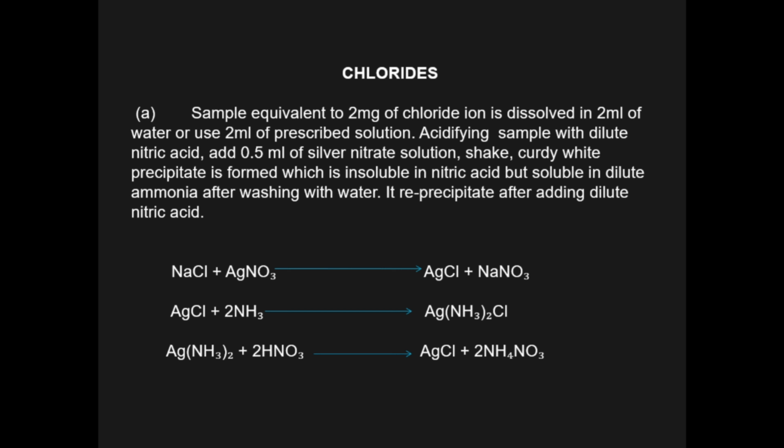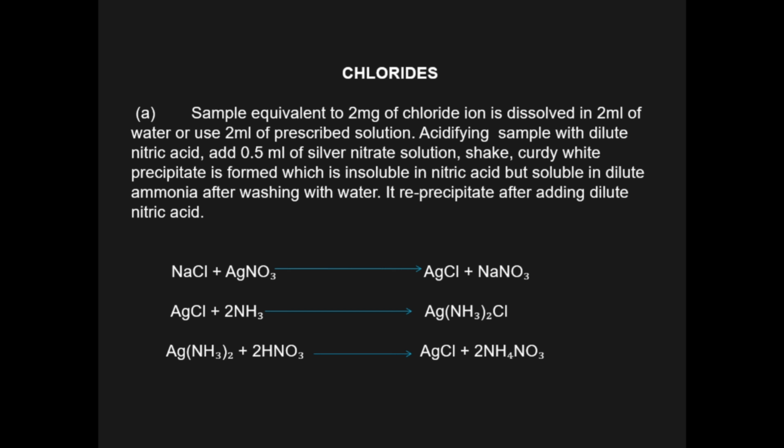Shake. A curdy white precipitate is formed which is insoluble in nitric acid but soluble in dilute ammonia after washing with water. It reprecipitates after adding dilute nitric acid. This confirms the presence of chloride. So this is how the chloride ion is identified.